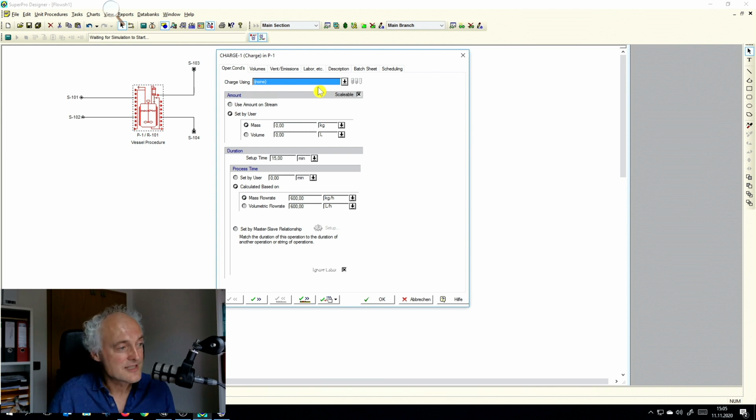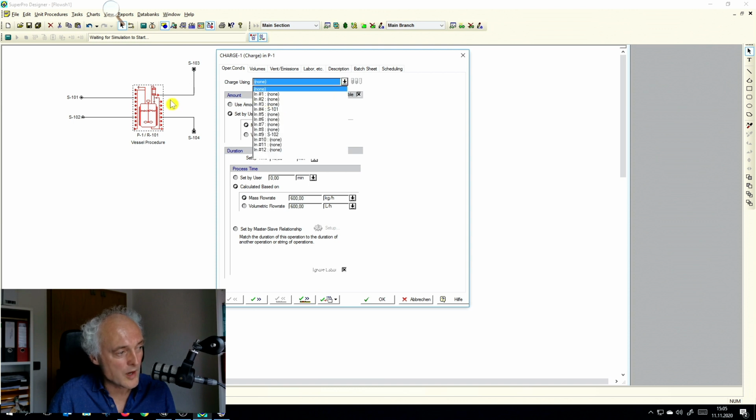Okay, so now we charge using, we need to tell the software what stream to use. So we want to use the stream 101 for this charge 1 operation. So we charge using stream 101. It's not port 1. You see on port 1 there is nothing. You just look where we have our 101 stream.